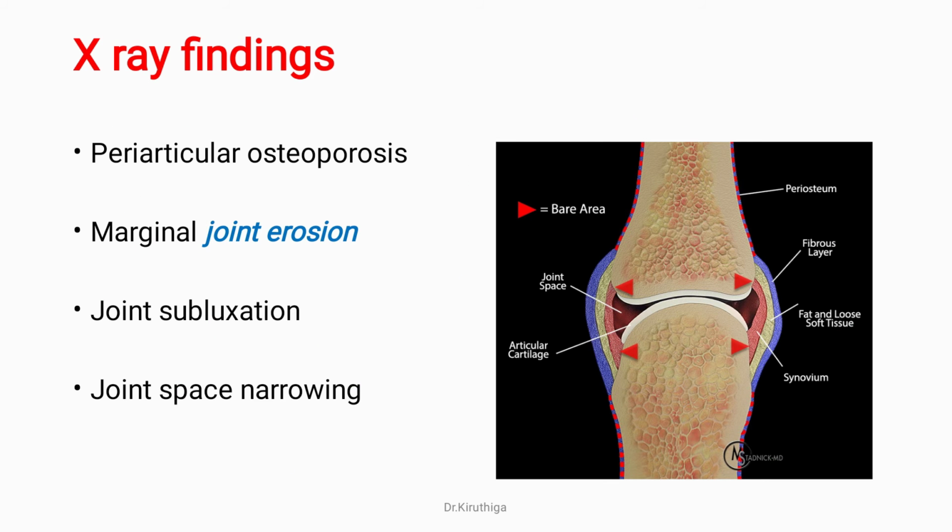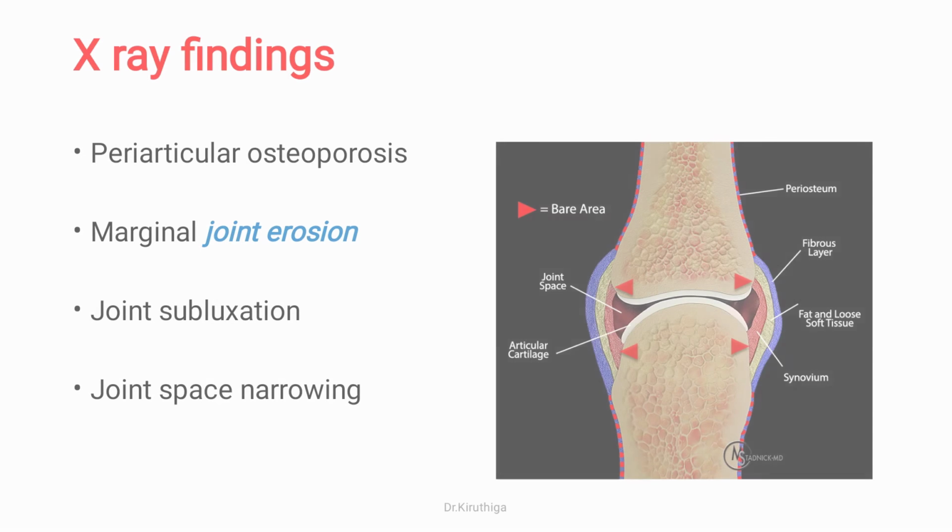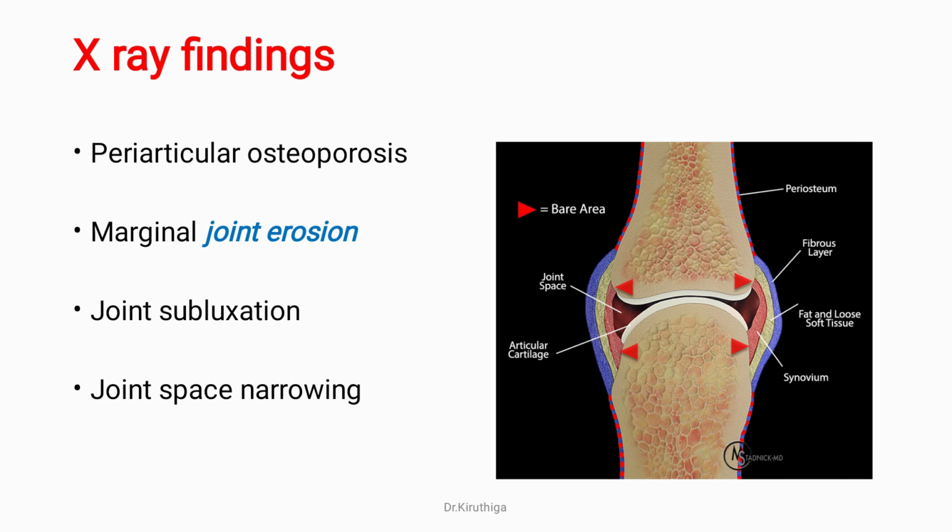X-ray findings are seen very late in rheumatoid arthritis, not in the initial stage. The commonest finding is joint erosion, and the adjacent joint may show osteoporotic changes, and there will be dislocation of the joint. The joint will lose its integrity in case of rheumatoid arthritis. When the cartilages are eroded, there will be joint space narrowing, as we see in osteoarthritis.